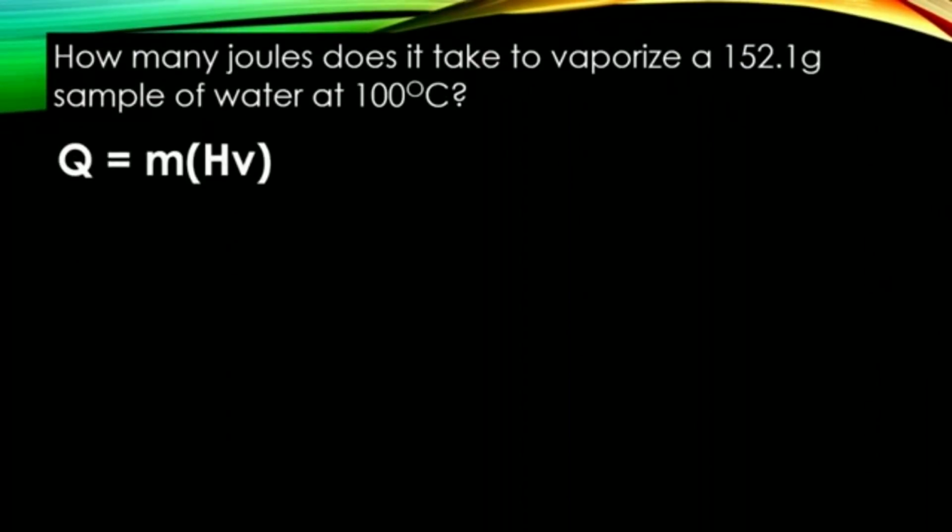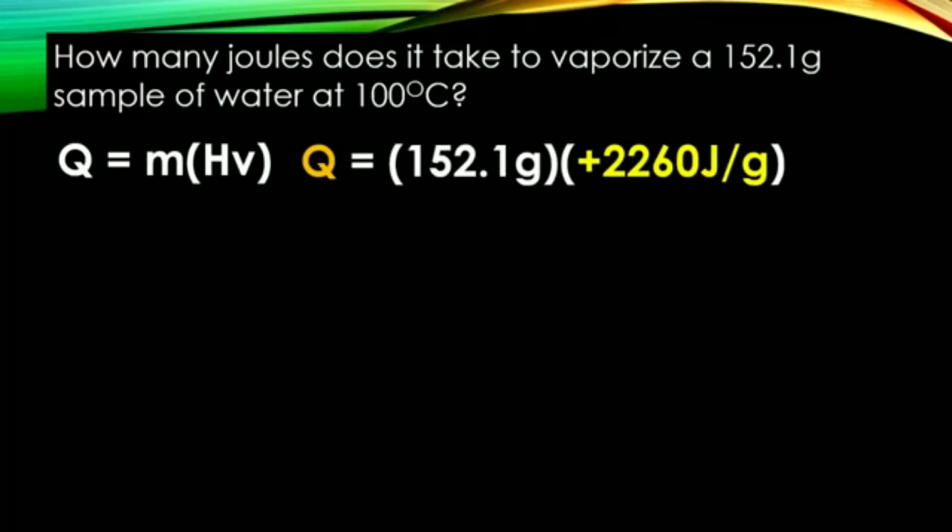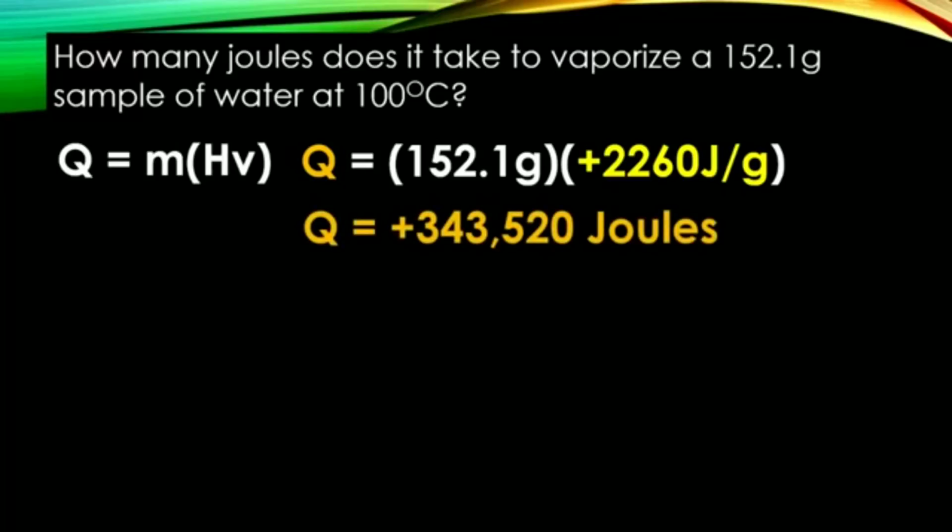Let's try this question. How many joules does it take to vaporize a 152.1 gram sample of water at 100 degrees Celsius? So here, the keywords are vaporize and 100 degrees Celsius. Now that we have our equation, we'll substitute. Remember, the value 2,260 comes from reference table B. Once we put this in our calculator, you can determine that 343,520 joules must be absorbed to change this amount of water into steam.